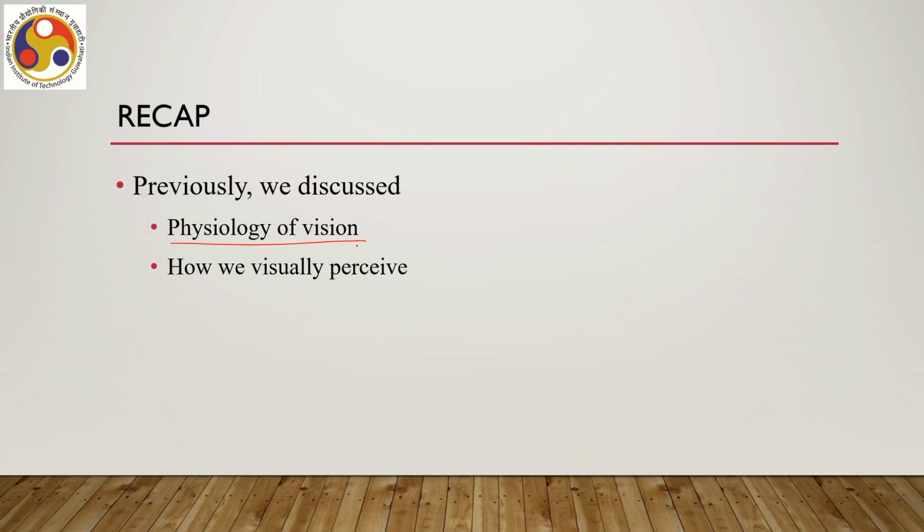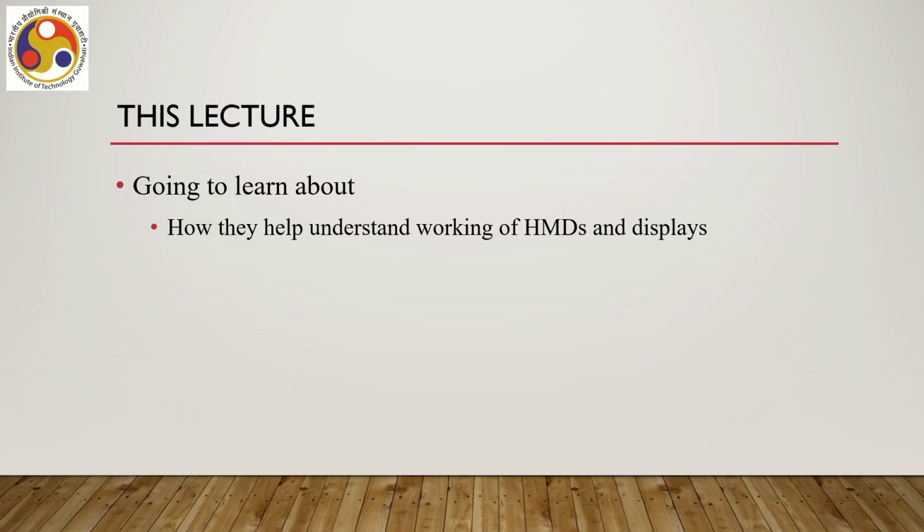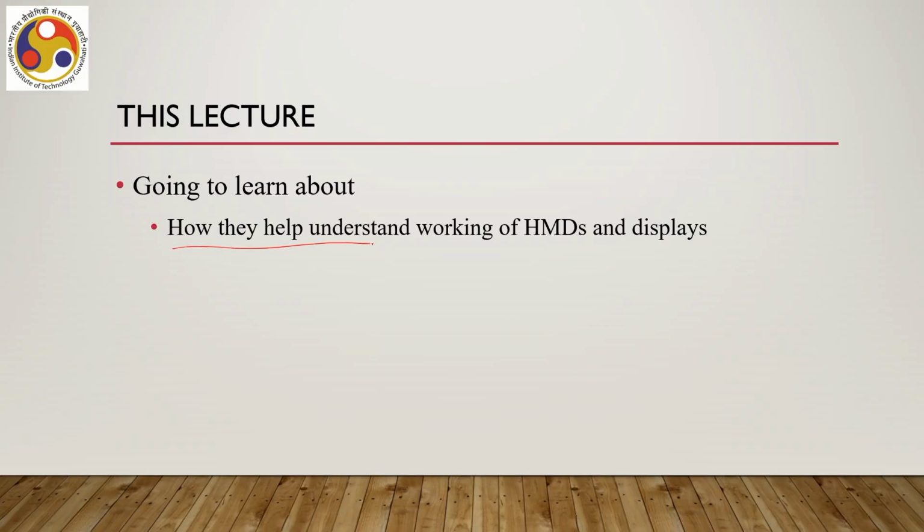We are going to continue our discussion on visual perception and displays. In the previous part of the lecture, we talked about the physiology of vision and how we visually perceive: how the light comes to our eyes, what happens with that light, and how it is carried to the brain. In this lecture, we are going to learn how this knowledge will help us understand the working of head mounted displays and other kinds of displays that we typically associate with immersive experience.